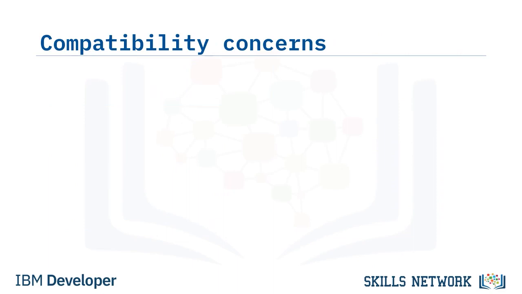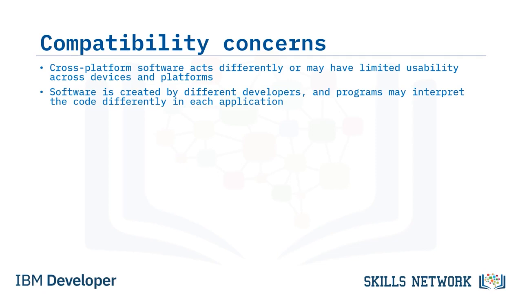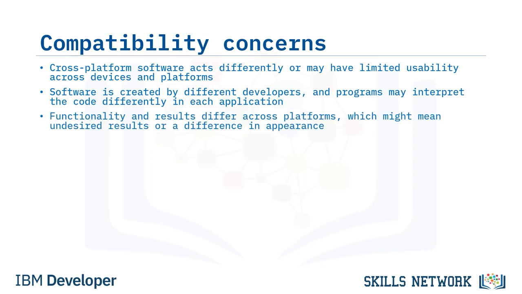When considering cross-platform software, it's important to realize that there are some compatibility concerns. Be aware that cross-platform software acts differently depending on the platform and may even have limited usability. It's important to remember that cross-platform software is created by different developers most of the time. This means that programs may interpret the code differently in each application. Functionality and results can differ between platforms. Sometimes these differences can mean undesired results and errors. Other times, it can just mean a difference in appearance or how the software is accessed.